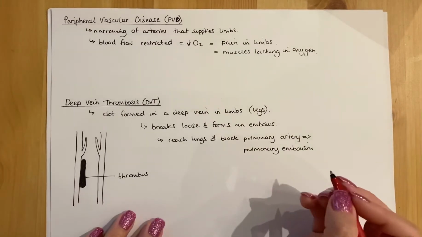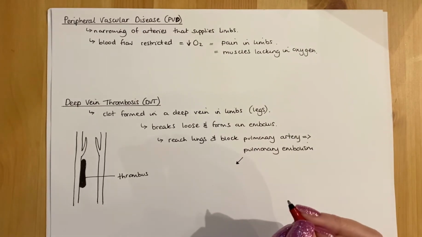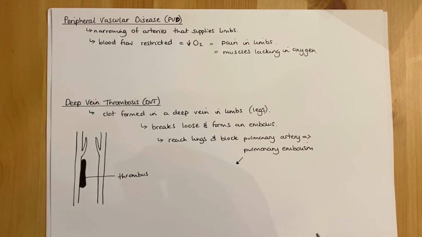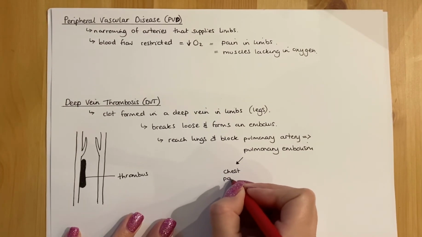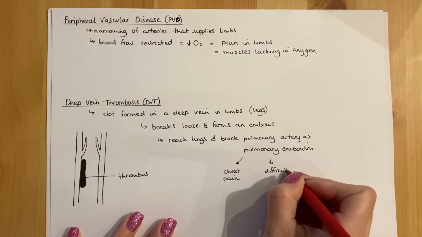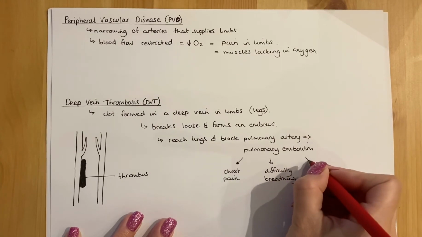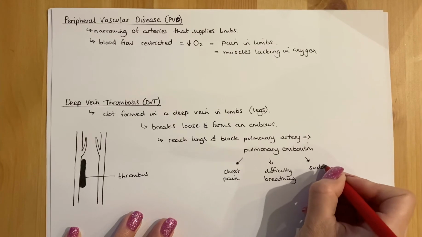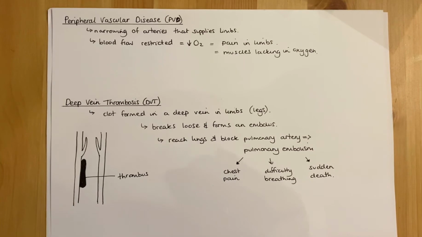Now, the issue with a pulmonary embolism is that if you have a blockage in that artery, blood is not going through into the lungs, and therefore no oxygen is being picked up by the blood. It will typically lead to either chest pain, if it's not a serious blockage, difficulty breathing, or in extreme cases, sudden death, because there's not sufficient blood getting through into the lungs, and therefore not sufficient oxygen getting to the blood.